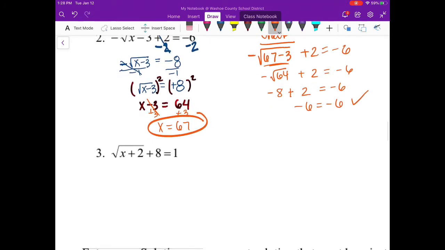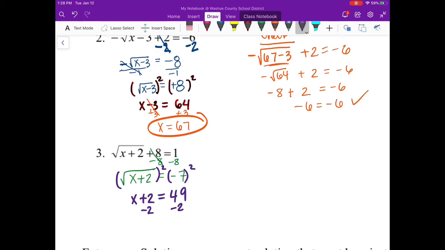Let's do one more like this. So we are going to first move the 8 over to get that radical term by itself. I got negative 7. Now that I have the radical by itself, I'm going to square both sides, which gives me x plus 2 on the left and 49 on the right. Subtract 2, x equals 47.